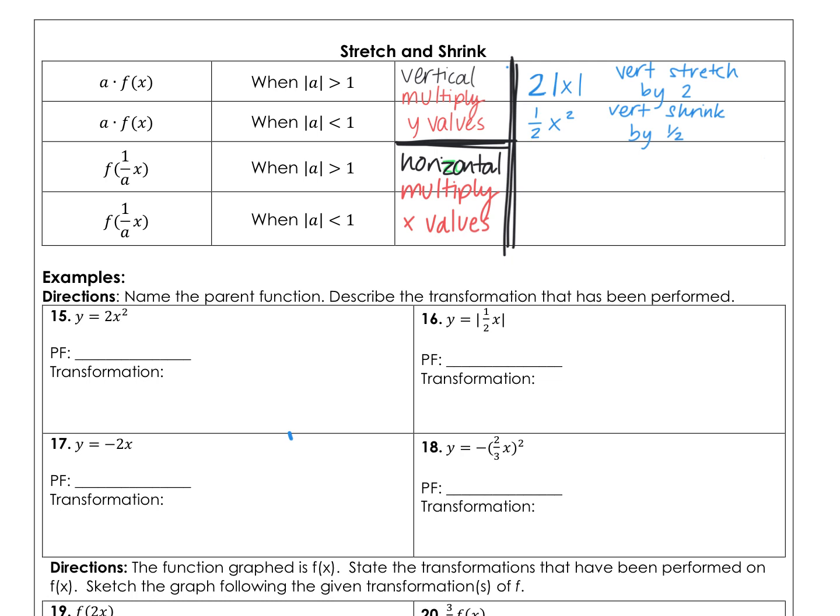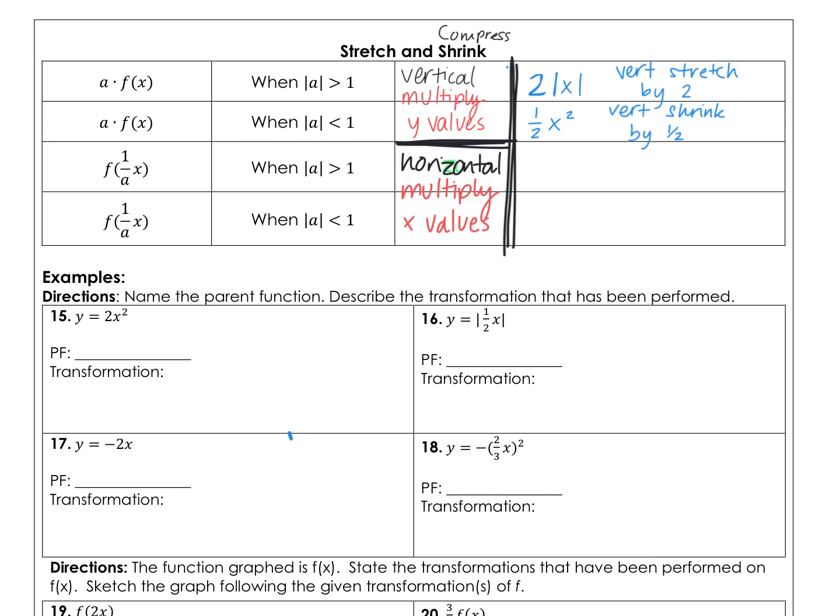So another name for shrink, just a side note, is compress. Sometimes the EOC uses compress. We usually use shrink. Okay, so when it's outside, bigger than 1, stretches. Smaller than 1, shrinks, gets wider.